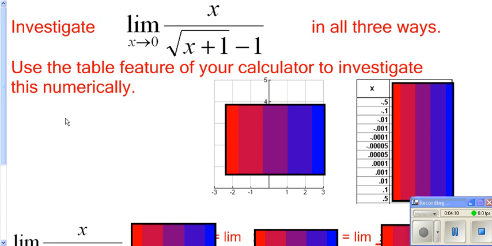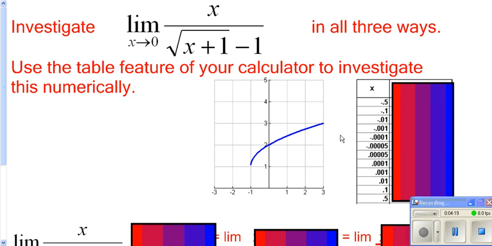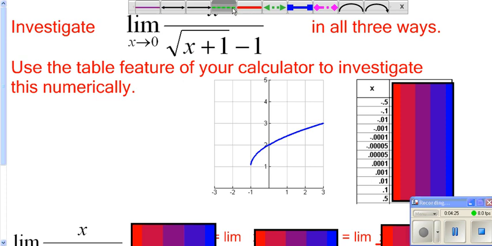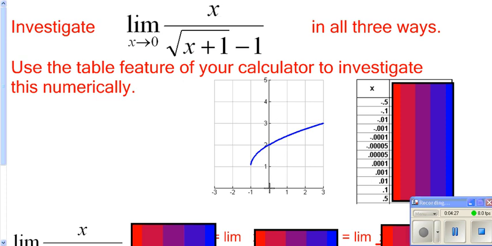We could put that into our y equals and graph it and see what happens. Well, when we put that into our y equals and graph it, we end up getting a graph that looks like this. Now remember, we're wondering what happens as x gets close to 0. Well, here's x being 0.